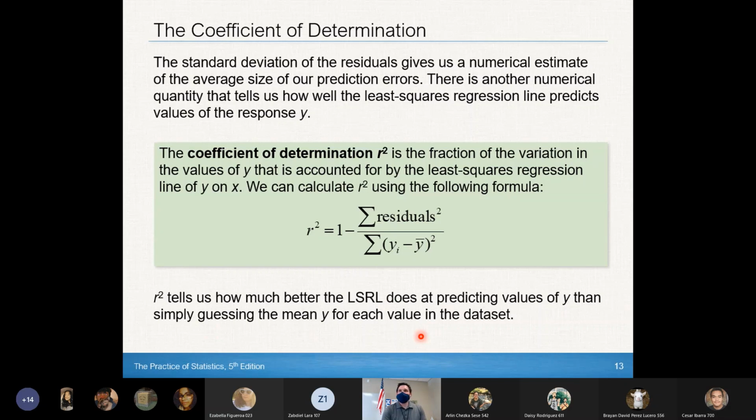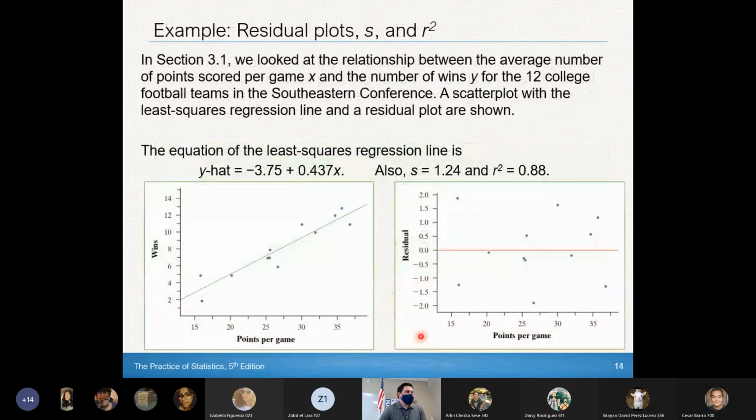In section 3.1, we looked at the relation between the average number of points scored per game, x, and number of wins, y, for the 12 college football teams in the SEC. A scatter plot with the least squares regression line and a residual plot are shown. The equation of the least squares regression line is y hat equals negative 3.75 plus 0.437x. Also, s equals 1.24 and r squared is 0.88.